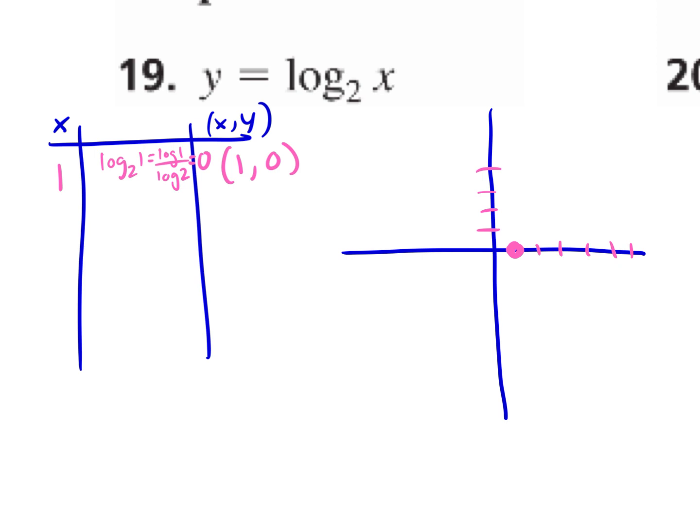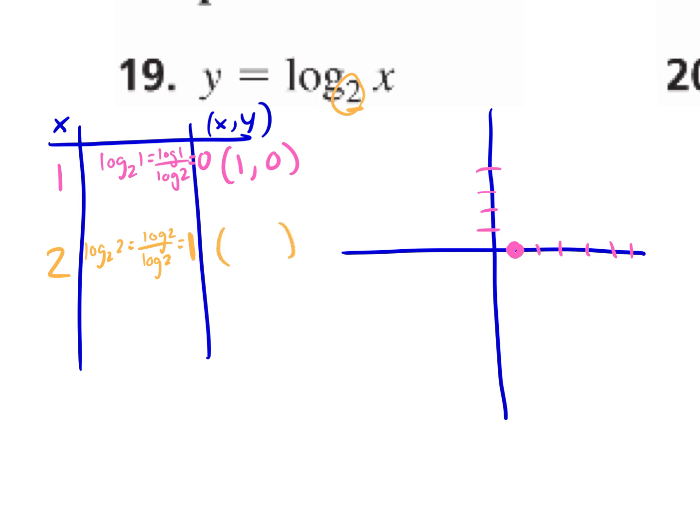What's the next number we want to plug in? 2. Perfect, because our base is 2. So log base 2 of 2 would be log of 2 divided by log of 2. Without even putting it in the calculator, just doing it in our head, what is this going to be? Log of 2 divided by log of 2. 1.